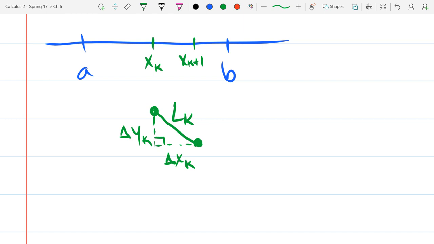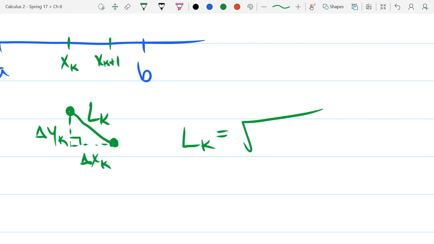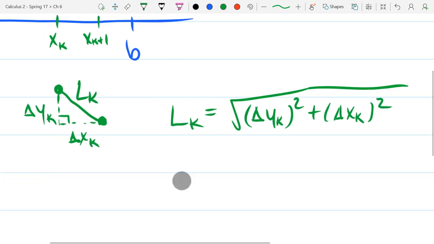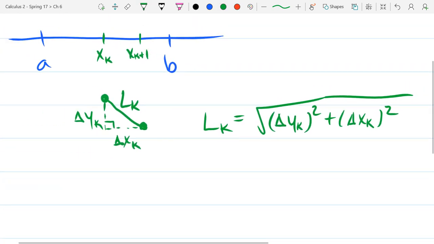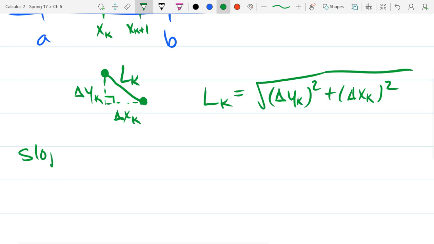So we're going to just relate them. lk equals, I don't have to worry about plus minus because I want to count the length and I'm not going to have any segment be a negative length. So we got the square root of delta yk squared plus delta xk squared. So from here, we are going to relate. So let's look at slope. I don't know why I'm still writing in green. Let's switch back. Slope.